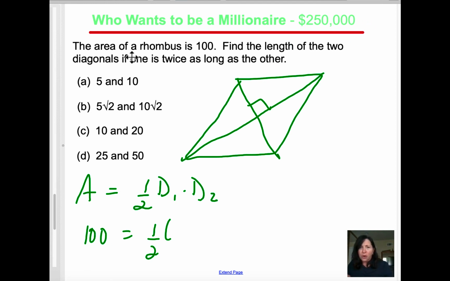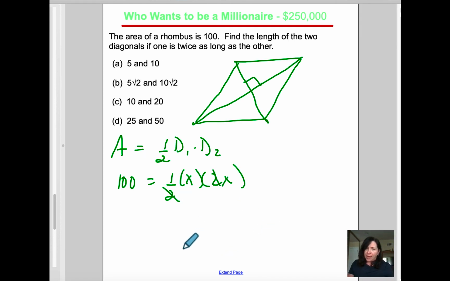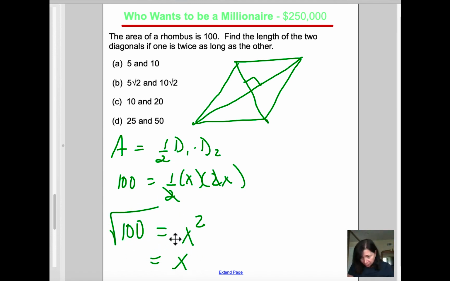And what does it say? The length of the one is twice as long as the other. So if one is x, then the other is 2x. And so 2's cancel. Looks like I have x squared is equal to 100, which means x equals the square root of 100, which is 10. The question is, find the length of the 2 diagonals. One is 10, and then the other one is twice that, so the other diagonal has to be 20.